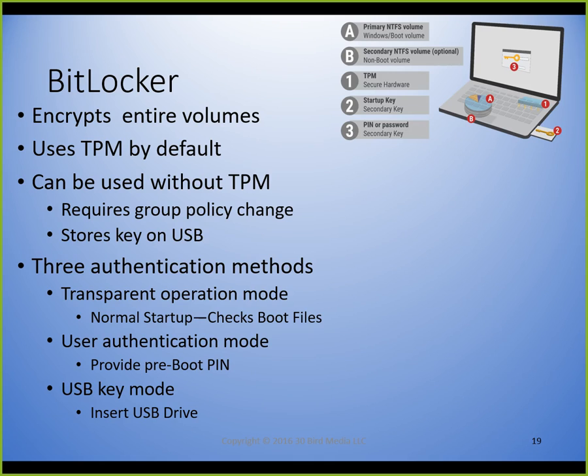And then BitLocker here encrypts the entire volume, and uses the TPM, the Trusted Platform Module, by default. We can do it without it, but it requires a group policy change, and then it's going to store the key on a USB drive, and you have to have the USB drive, obviously, to start the system up. Three authentication methods in this. The normal startup is going to check the boot files. The user authentication provides a pre-boot PIN, and then the USB key, where we insert the USB key.